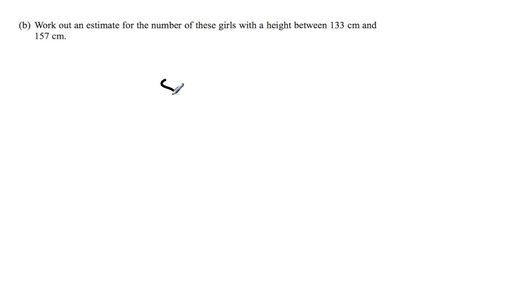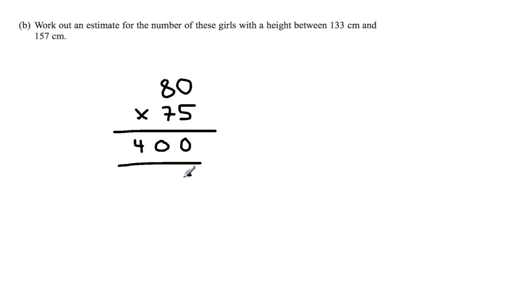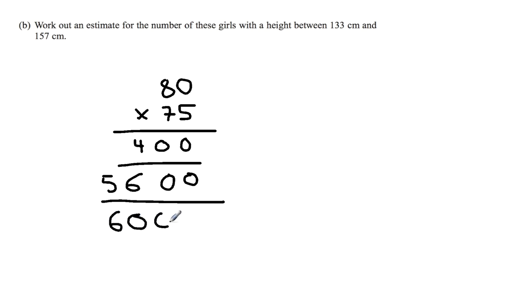So we have 80 over here multiplied by 75. What I like to do, I like to add the decimals at the end of the answer. Okay, so 5 times 0 is 0, 5 times 8 is 40. Put the placeholder here. 7 times 0 is 0, 7 times 8 is 56. Add it together, so we have 6,000, and then I'm going to put my decimal back in, so it should be 60.